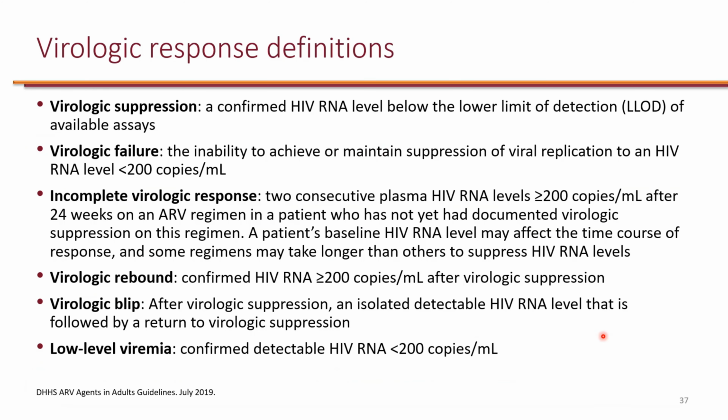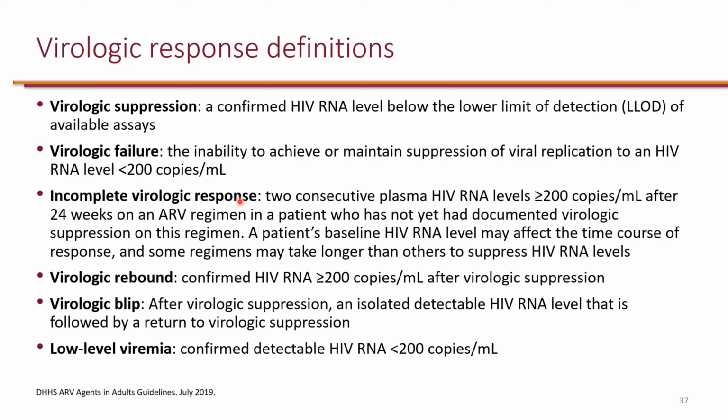First, let's take a look at a few definitions. Viral suppression by definition is an HIV RNA level that is below the lower limit of detection of available assays. In clinical trials, usually this is considered a viral load less than 50 copies per mL. Virologic failure is any time the viral load is more than 200 copies per mL.